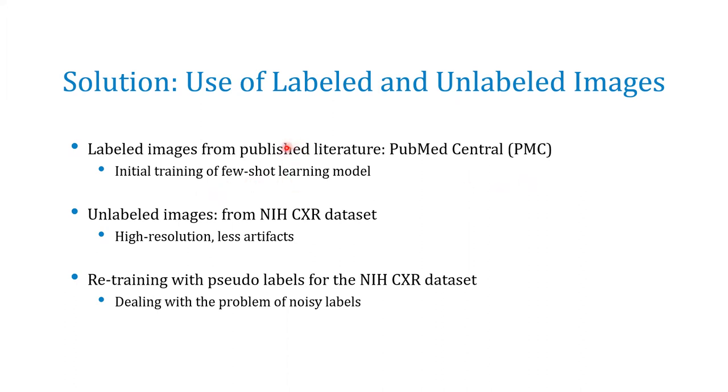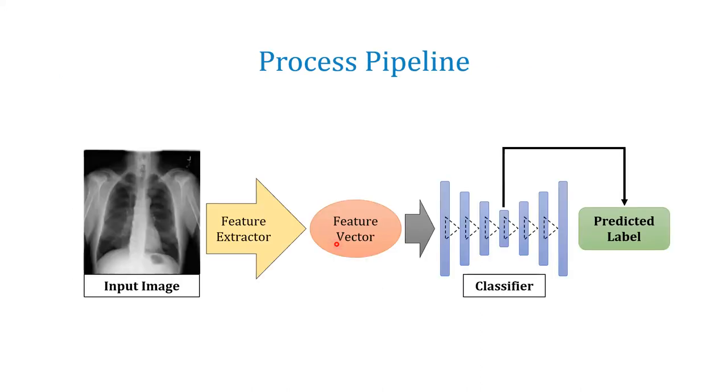So for the low resolution images, or for the images from the published scientific literature, we use the labels, but for the high resolution images, we do not use labels. Therefore, the labeled images are used only for the low resolution images, or the images with the artifacts. So the process pipeline is kind of similar to what I have presented before.